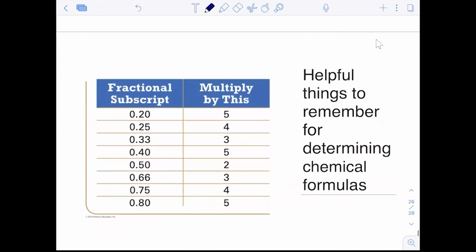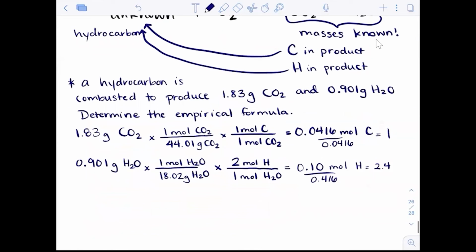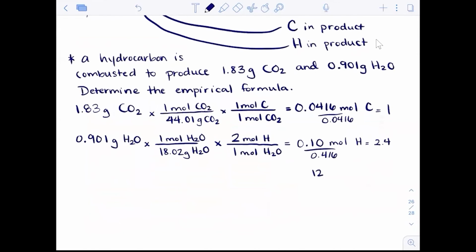That 0.4 can't be rounded. These are just very, very helpful charts to remember. It's a multiple of 5. If we think about 2.4, it's actually 12 over 5 in its fractional form. So what we would want to think about is carbon to the 1, H to the 12 over 5. If we multiply this by 5, we'll get the whole number ratio, C5H12.